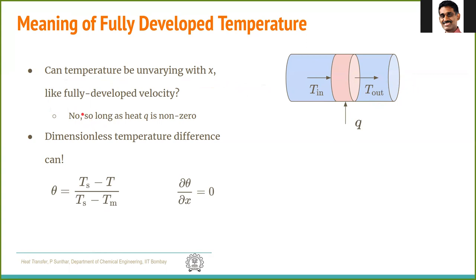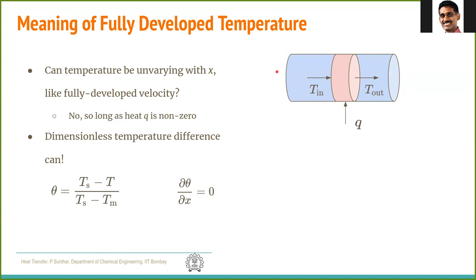That is not possible, because so long as there is heat transfer from the walls to the fluid, the temperature will always change. As you see from this expression, there is a given value of T in. So if there is going to be Q, T out has to be more than T in. There is nothing called a fully developed temperature where T in and T out are the same and there is heat flux. If there is heat flux, T in is not equal to T out.